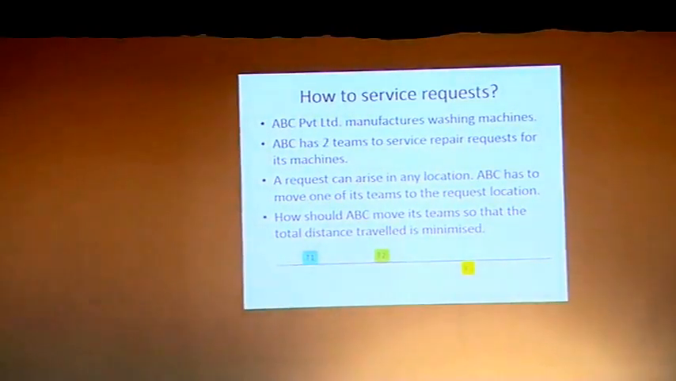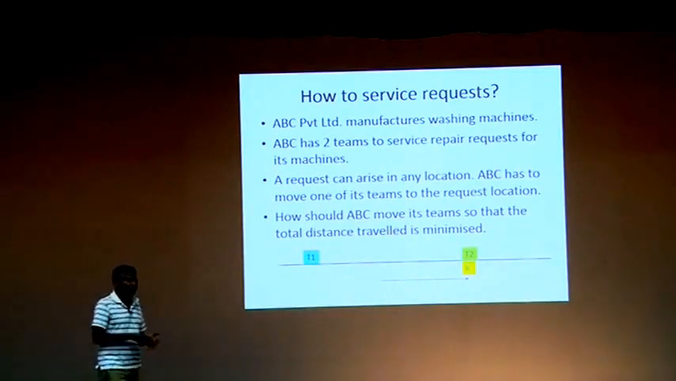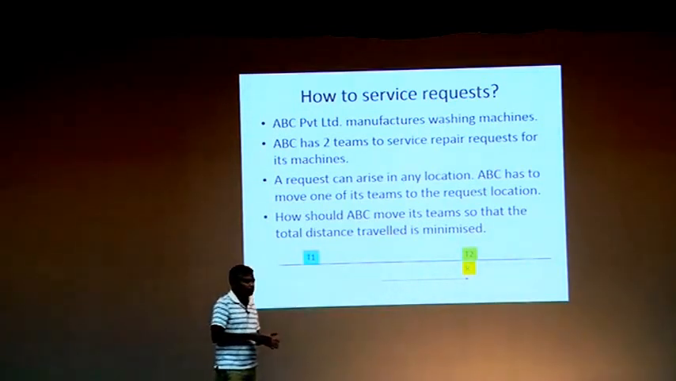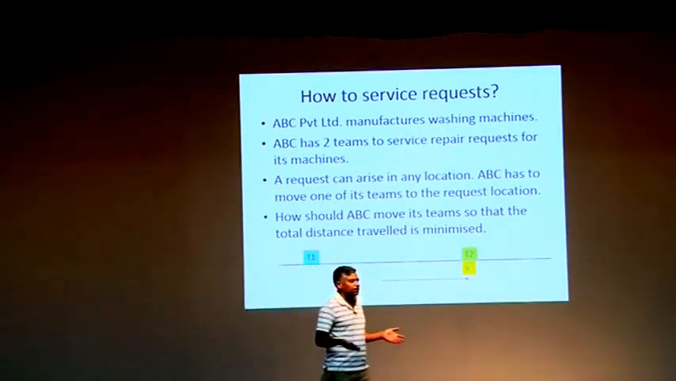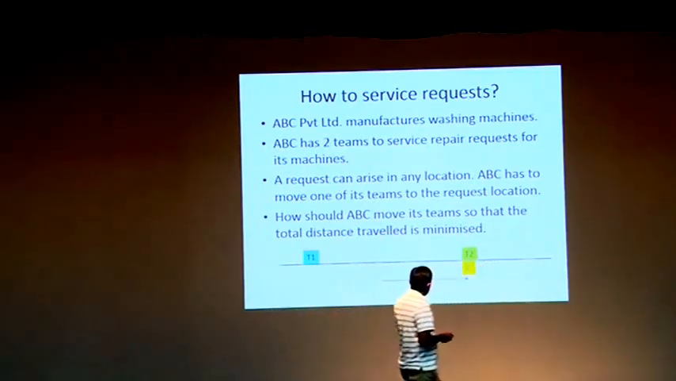The requests are denoted by R, and I would send one of the teams to service it. Let's say I decide to send T2 to service that request. What do you think the objective should be here? What is it that we should be trying to do? Of course, we want to service all the requests, but we should try and minimize the total distance that my teams are traveling. So T2 serves that request.